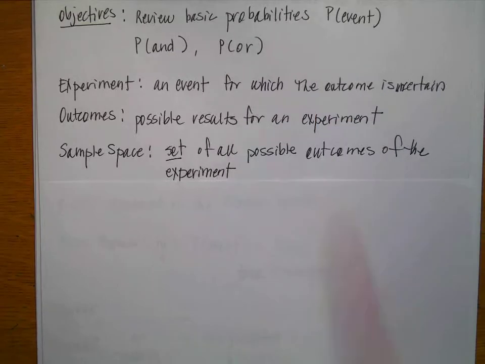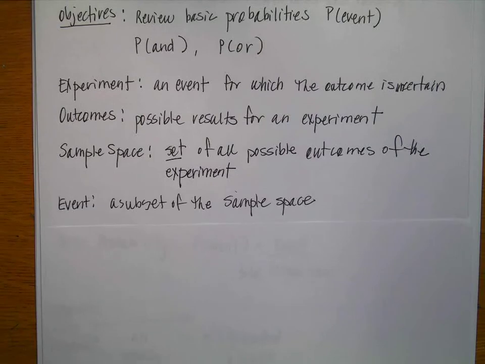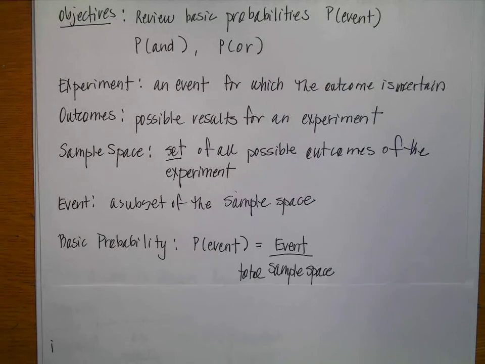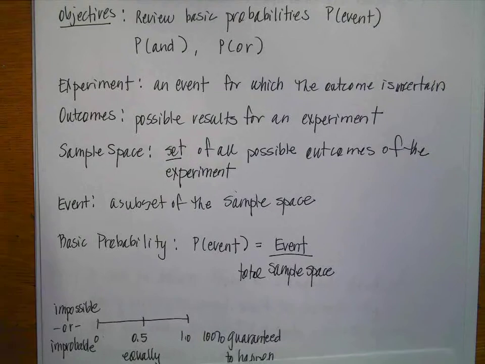The sample space is the set of all possible outcomes of an experiment. So how many things could potentially happen? An event is, maybe I want to know what's the probability of getting a red marble out of a mixed bag of marbles. And then my basic probability is always how many potential events are there out of the entire sample space. So for example, how many red marbles are there? So that would be your event divided by the total number of marbles in the bag. Okay, so that would be our basic probability.